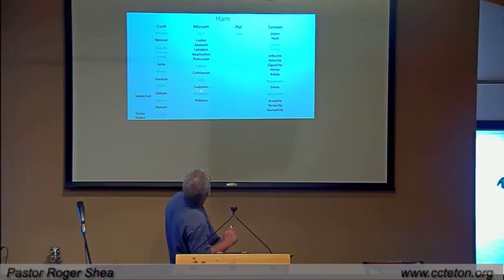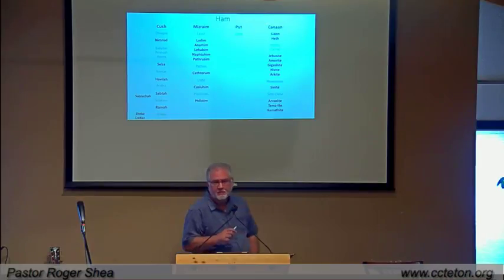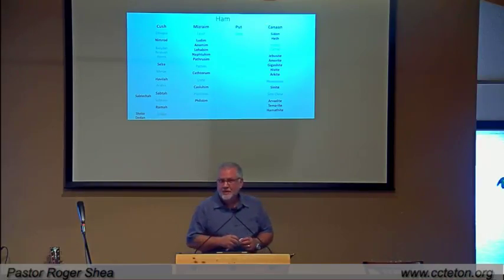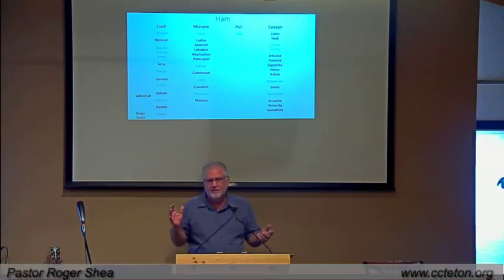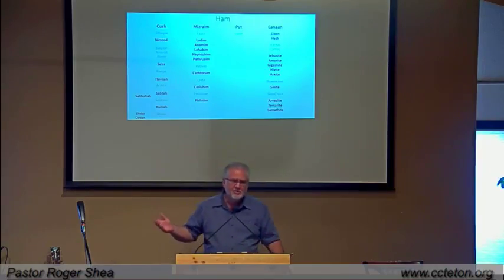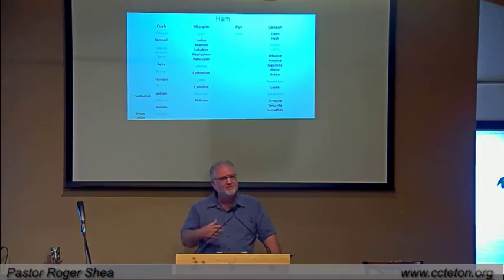Anything else? This guy, Casluhim, were the Philistines. Now Canaan. What's interesting about Canaan? Remember, he's the one that had the curse. They settled what is modern day Israel. And of course, when Moses and Joshua came back, they drove out all the Canaanites from the land because they were evil. They were sacrificing their kids to the god Molech.